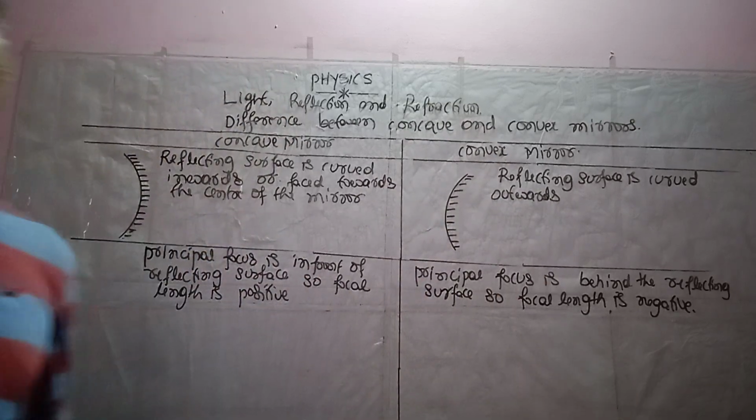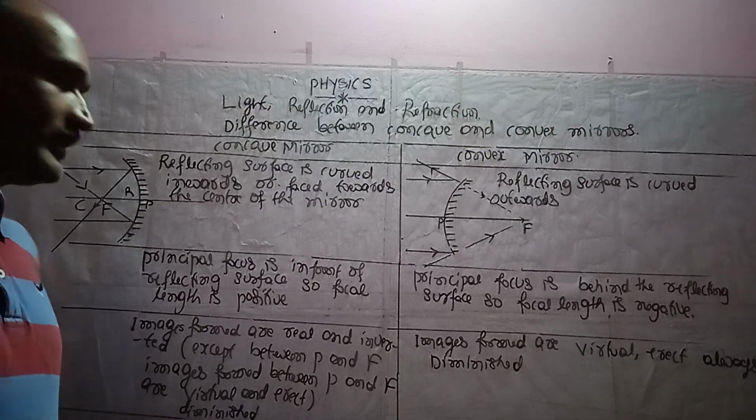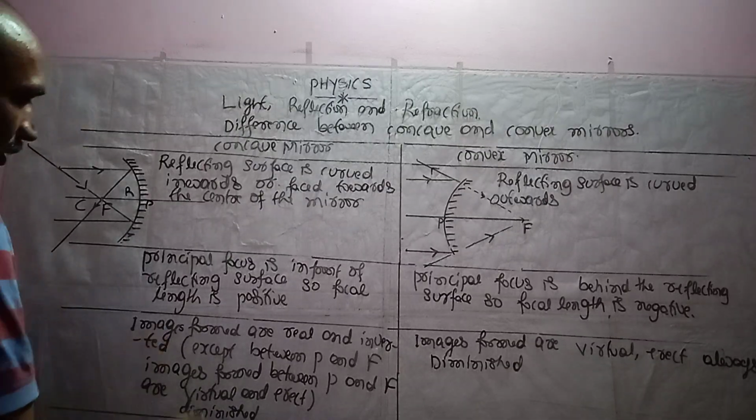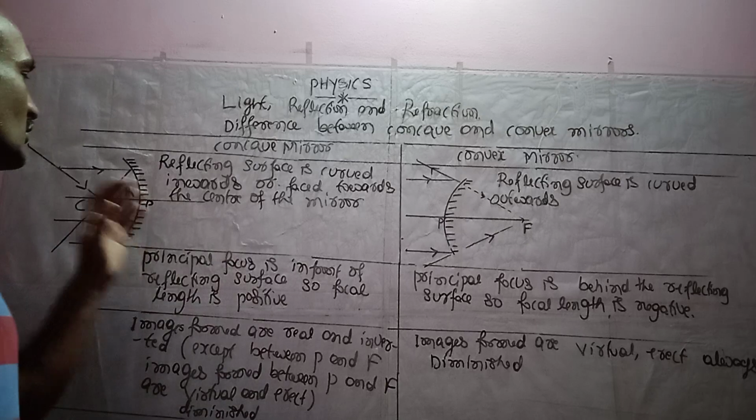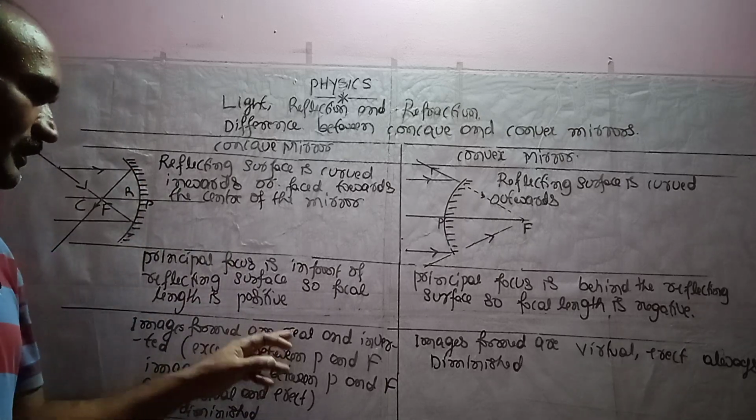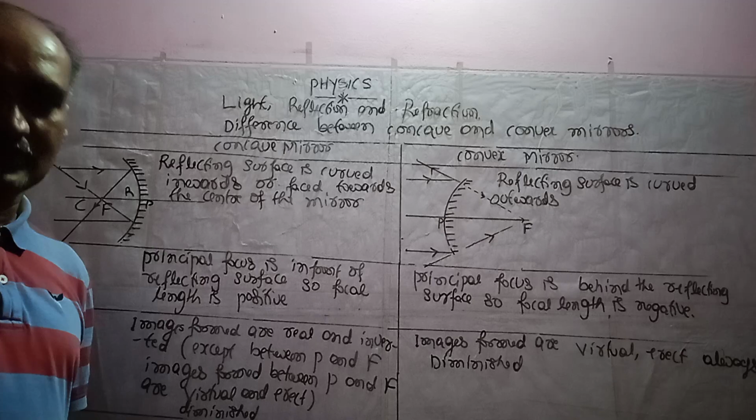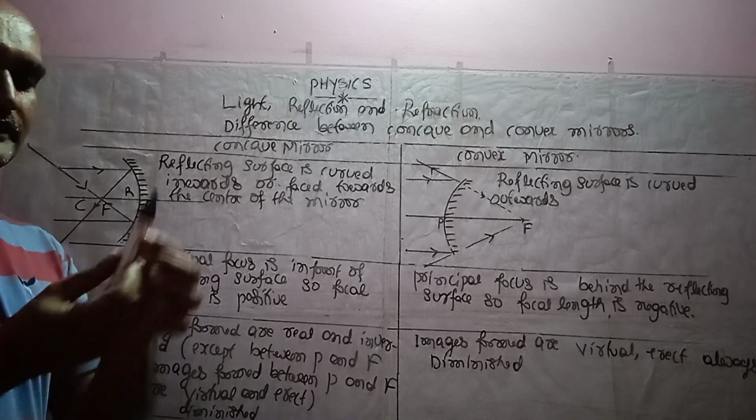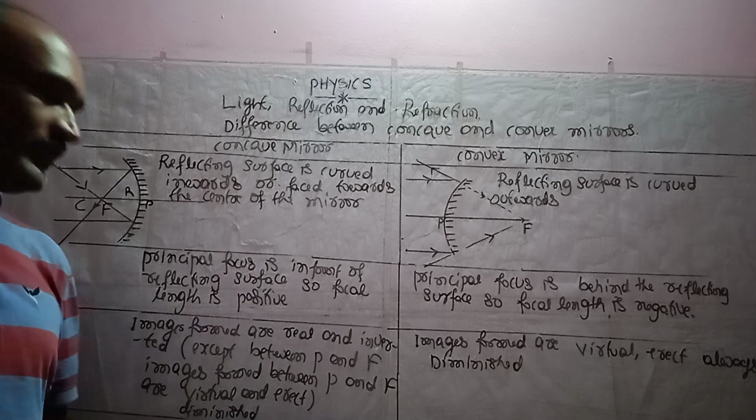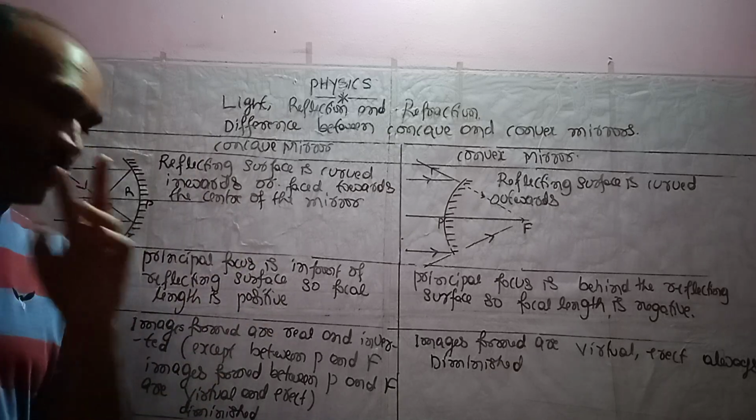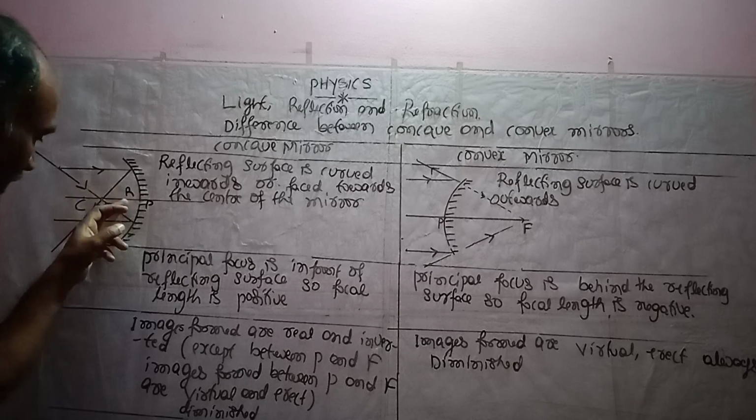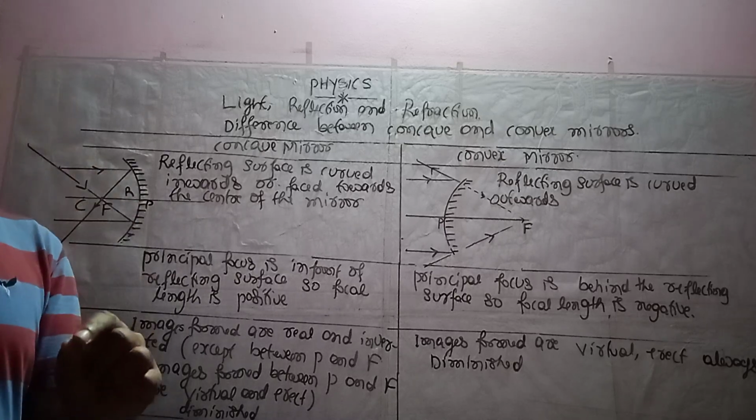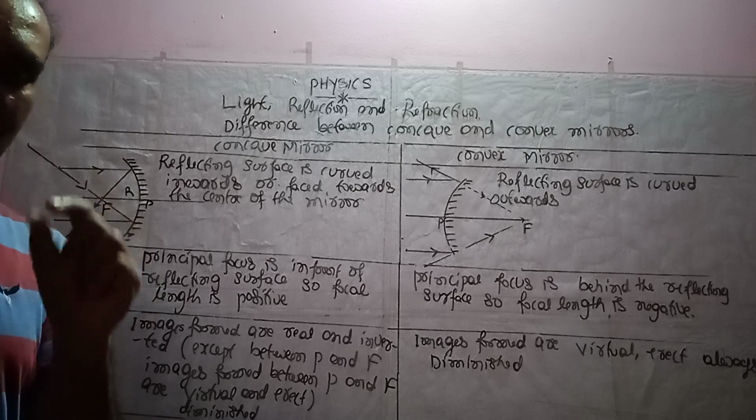The third difference is the images formed. Images formed by a concave mirror are usually real and inverted. Real means we can get the image on the screen, and it will be inverted, like this. Except if the image is formed between P and F, where P is the pole of the mirror and F is the focus, there the image is erect and virtual.